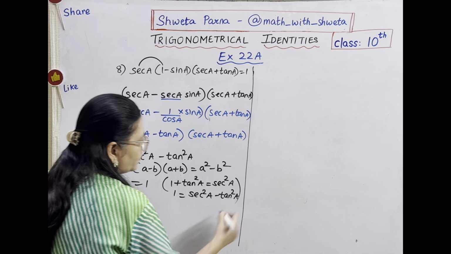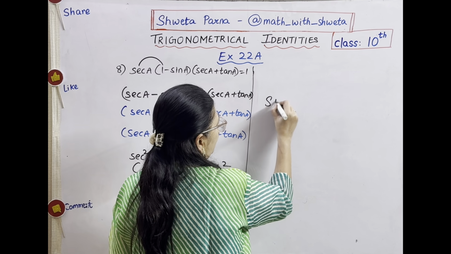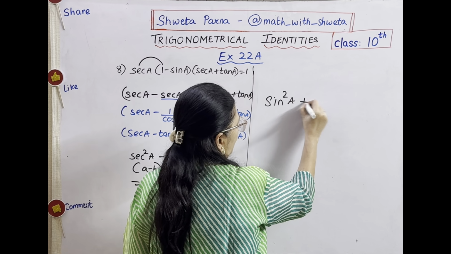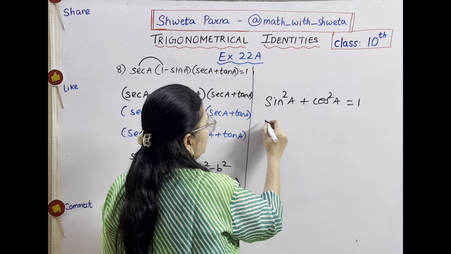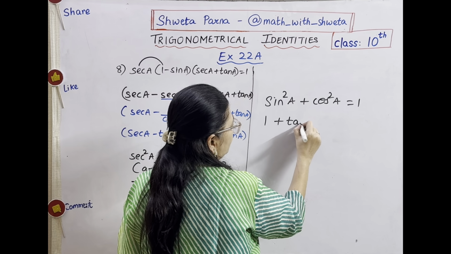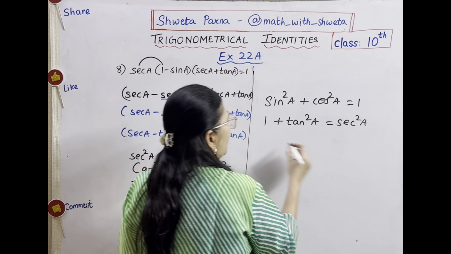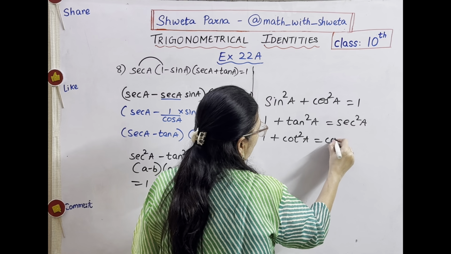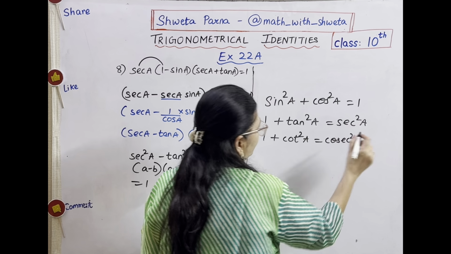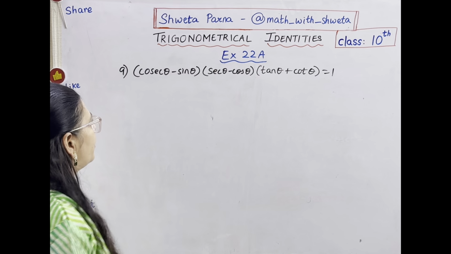The three main identities, children, I repeat, the golden one, sin square A plus cos square A is equal to 1. You have to remember this. 1 plus tan square A is equal to sec square A. And 1 plus cot square A is equal to cosec square A. Okay, chalo, let's go to the next one. Let's solve question number 9.